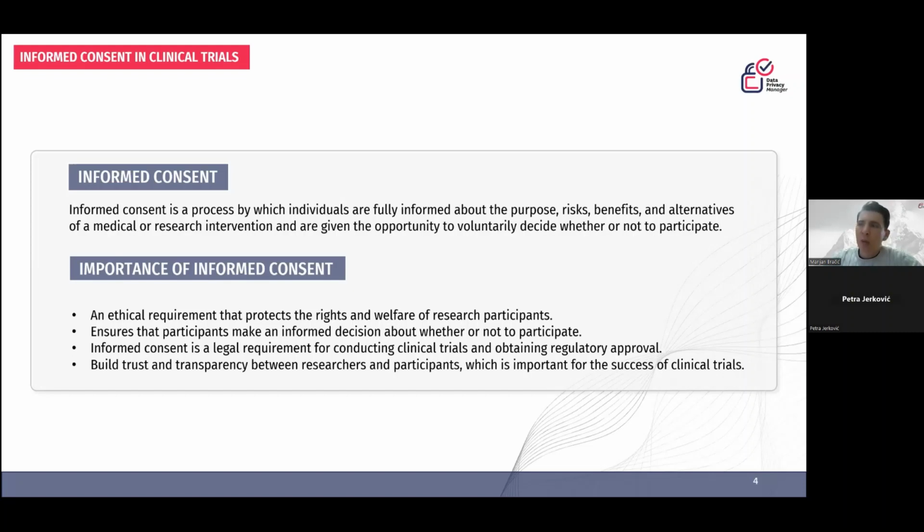So when we talk about best practices for collecting informed consent, we need to make sure to have the following. You need to ensure that the consent process is voluntary. So participants must be fully informed about the study and have the right to decline participation without penalty. Also, it is very important to provide adequate time for participants to review the consent form. You also need to obtain written consent from the patients. You need to address privacy concerns.